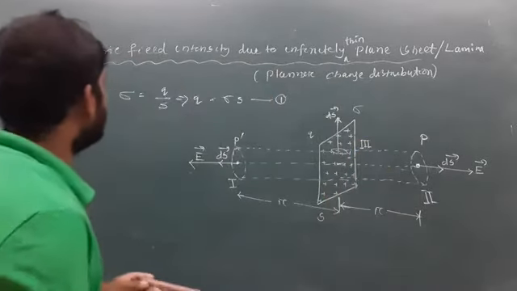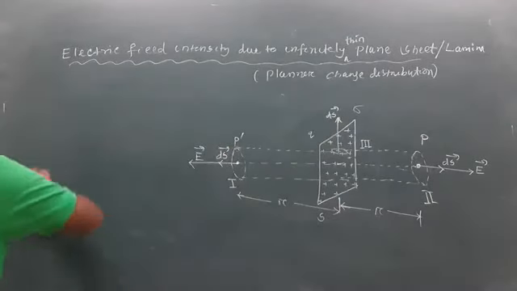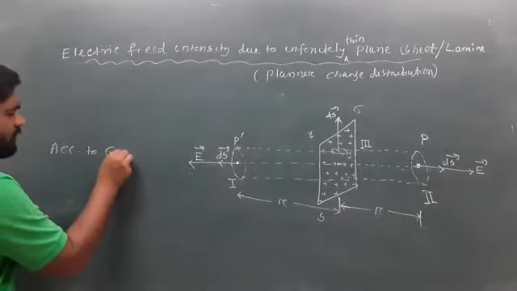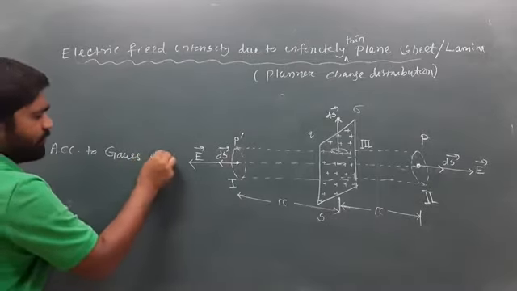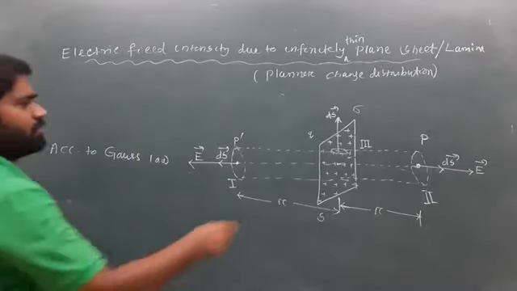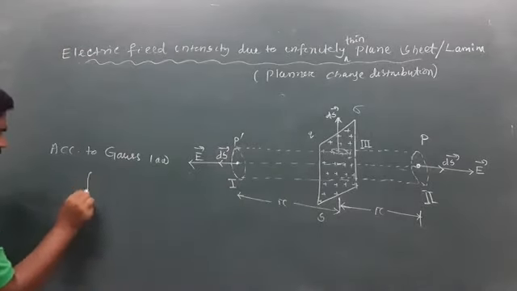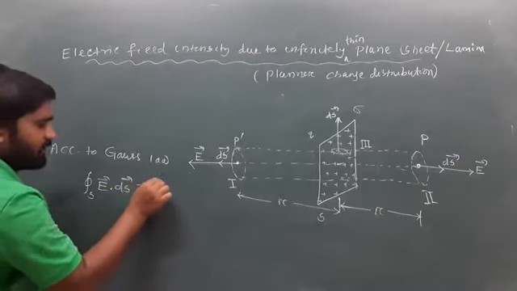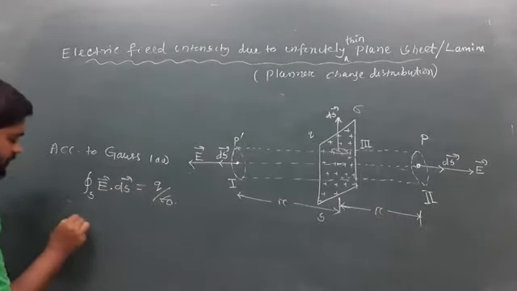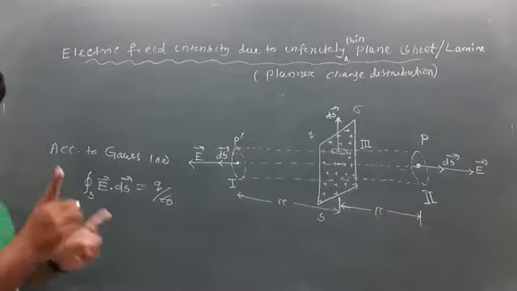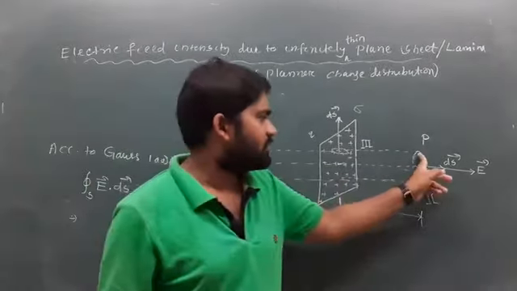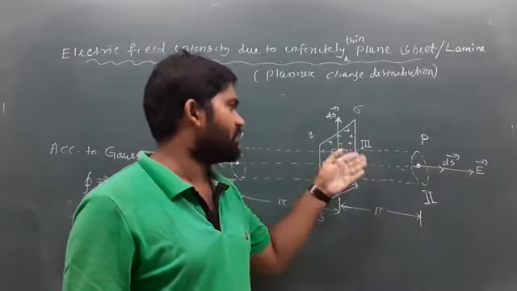Okay, and when we use the Gauss law for this plane sheet, what form does the Gauss law take? According to Gauss law, for a cylindrical Gaussian surface that encloses the total charge Q, closed integration over S of E dot ds equals Q by epsilon 0, and the total Gaussian surface is divided into three regions: this circular region 1, this circular region 2, and this curved region 3.